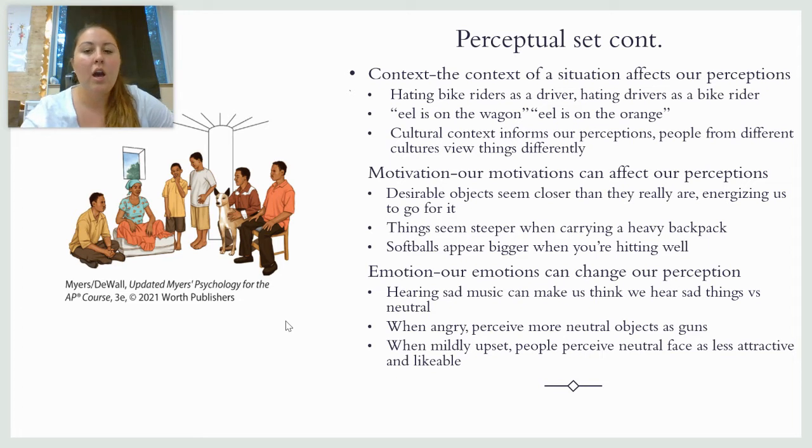And then emotions can also change our perception. So hearing sad music can make us think we hear sad things versus neutral more frequently. Or being in a sad mood in general can make us overestimate how many sad words there are. Also, when we're angry, we perceive more neutral objects as threatening objects, like guns. And when we're mildly upset, we perceive a neutral face as less attractive and likable than when we're not. So our context, our motivation, and emotion are all parts of our perceptual sets that can influence how we perceive a certain thing.